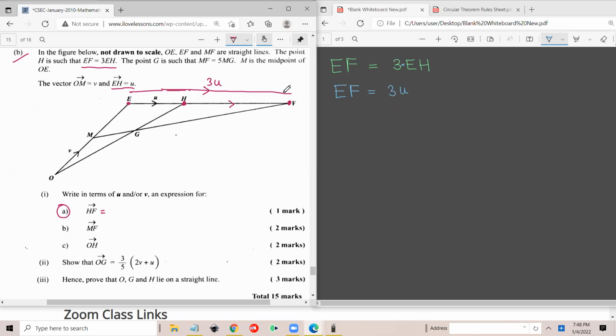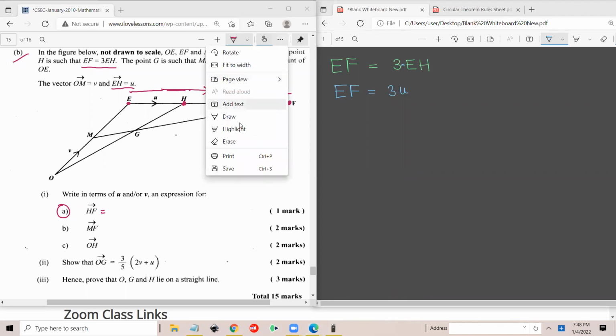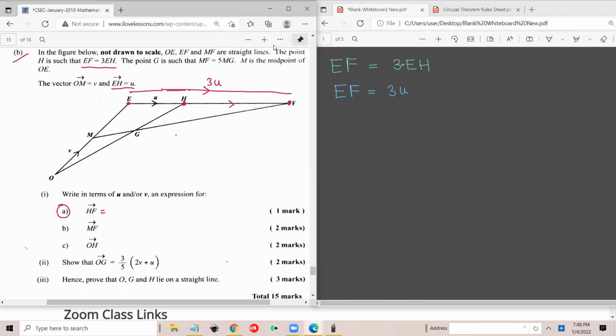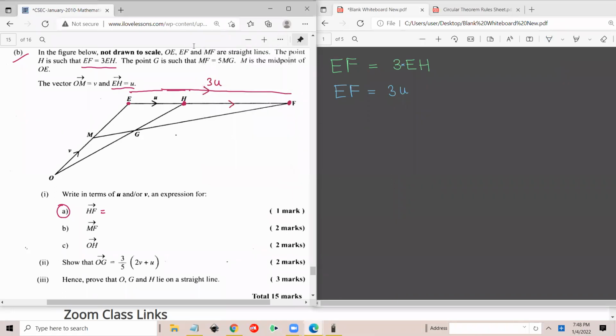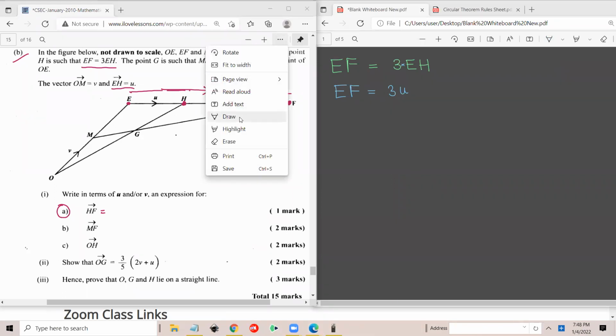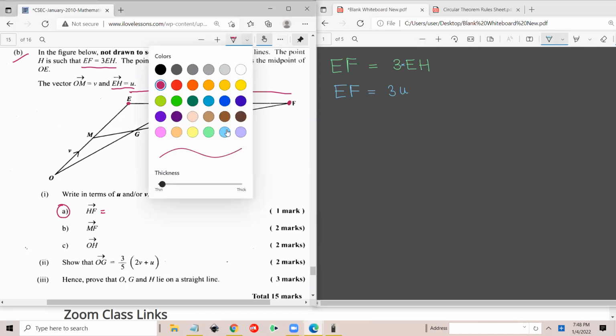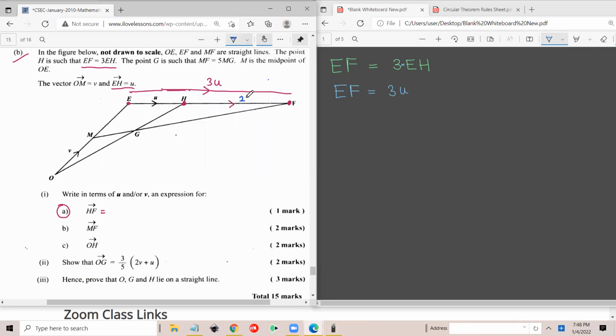The whole thing is 3U and the first portion is 1U. How much U again do we need? Right, and everybody's sending the correct answer now. From H to F, let me change the color here. From H to F is, let me write it there, blue, is 2U, right?